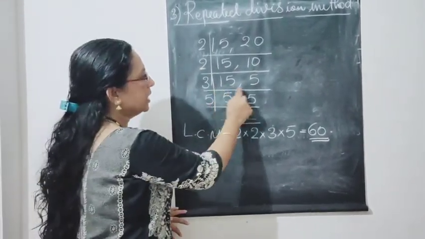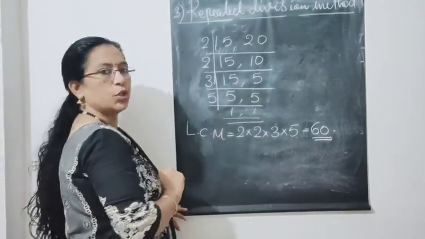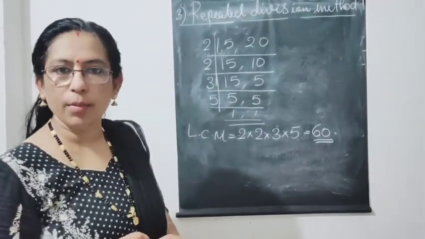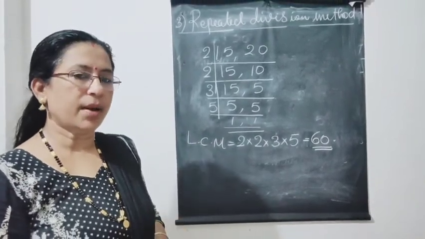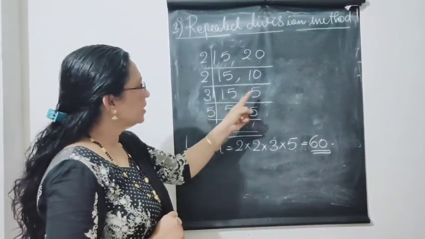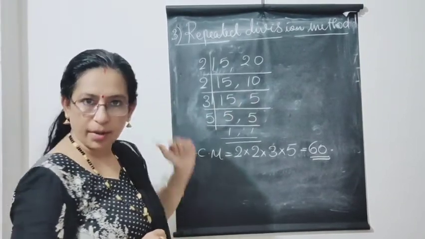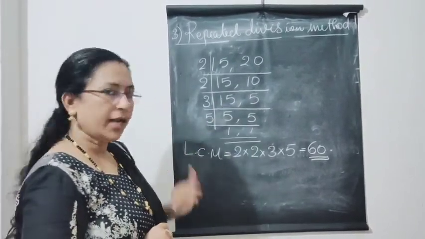Okay, then again check it out. 15 and 5. Is 2 possible to divide without remainder? No, it is not possible. So take the next prime number. Next prime number is 3. Check it out. Out of these numbers, can any one of them be divided by 3 or not? Yes, 15 we can divide.